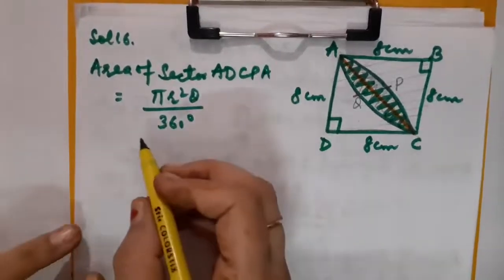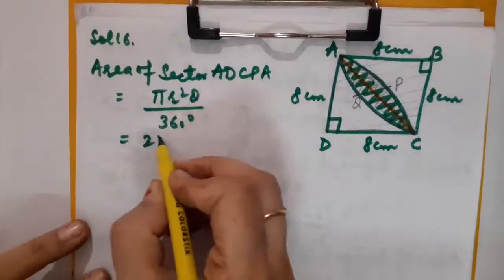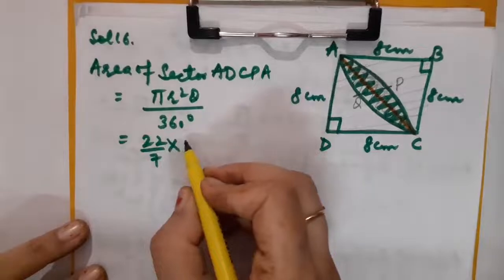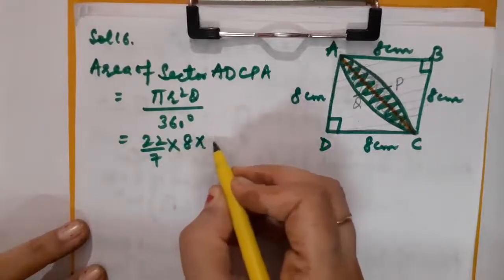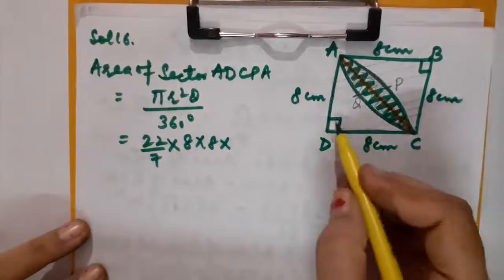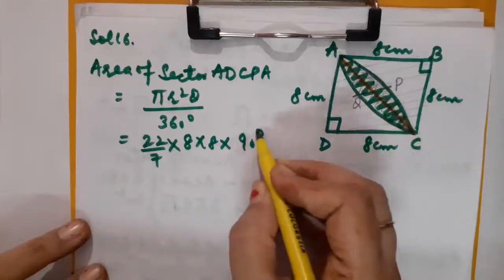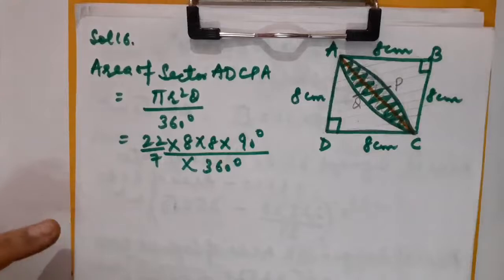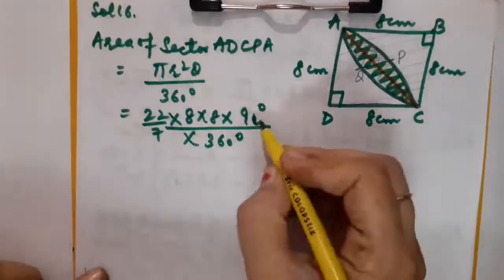Correct? So what is the value of pi? That is 22/7. Radius is given to us. That is 8 into 8 into, what is the angle formed? That is 90 degree upon 360 degree. Correct? So let us solve it.